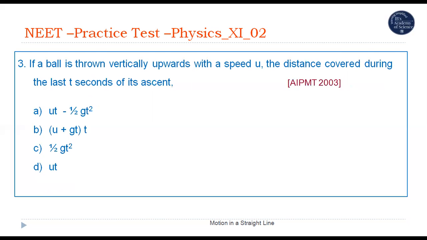Question number 3. If a ball is thrown vertically upwards with a speed u, the distance covered during the last t seconds of its ascent is: option A, ut minus half gt square; B, u plus gt into t; C, half gt square; D, ut.